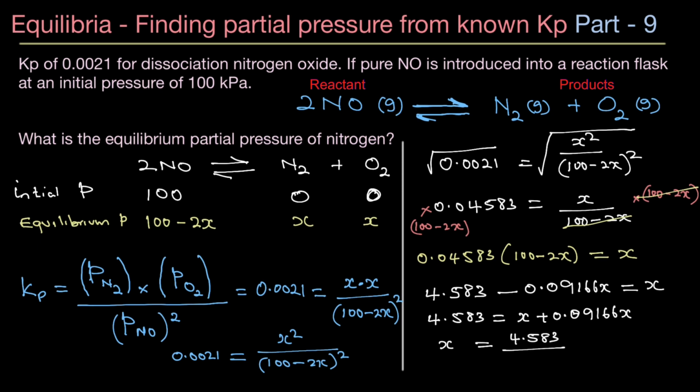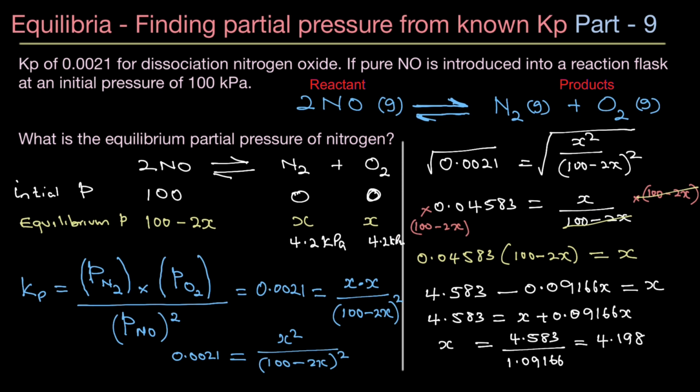Now if I calculate x, x will be equal to 4.583 divided by 1.09166. Therefore, x will be 4.198. Since x is 4.198, that would be 4.198 kilopascal. Let's put it into two significant figures. So that will be 4.2 kilopascal for x. Likewise, for that one, it's also 4.2 kilopascal.